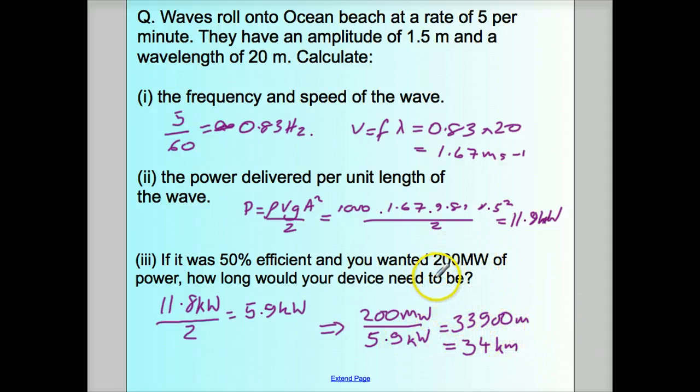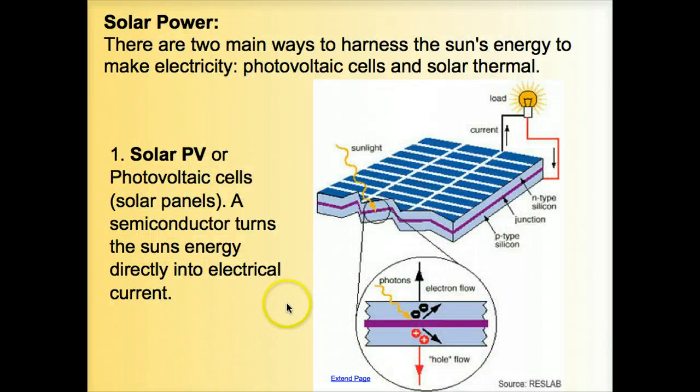But these devices could be spread around a large area and not all concentrated in one spot, so it's not impossible. And finally, we're looking at solar power. So two kinds of solar power we want to look at. That is photovoltaic cells, or solar PV, and solar thermal.